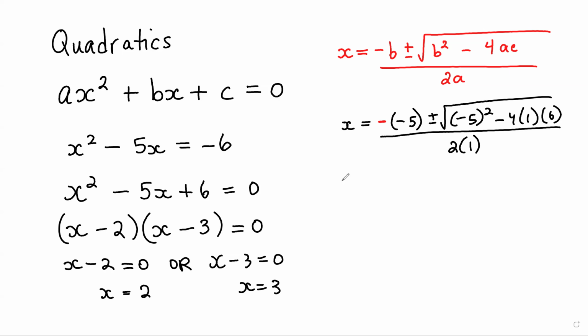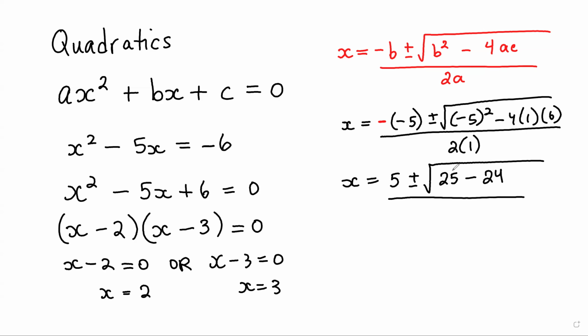So then x is equal to, well, minus by a negative would be a positive. So this whole thing will just become 5. And then you have plus or minus the square root of negative 5 squared is 25, and 4 times 1 is 4 times 6 is 24, all of that over 2 times 1 is just 2. So then you'll have x is equal to 5 plus or minus the square root of 25 minus 24 is 1, all over 2.